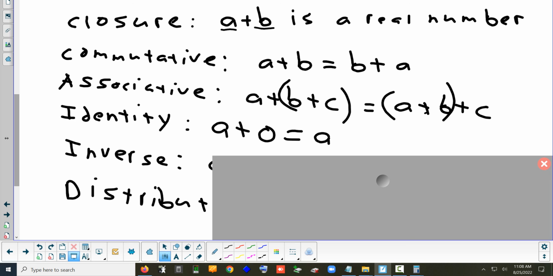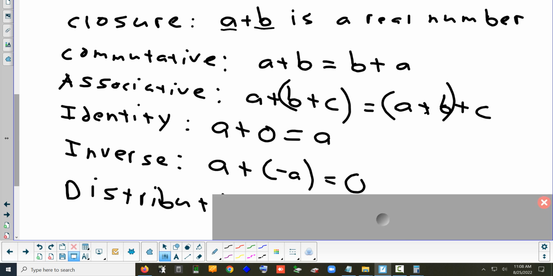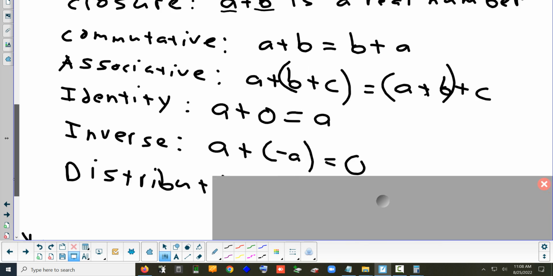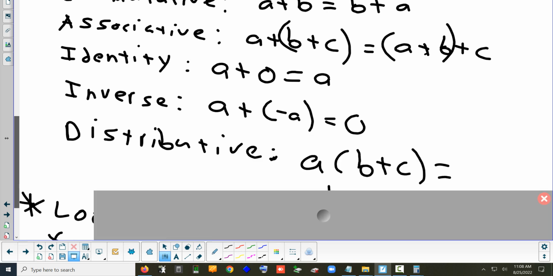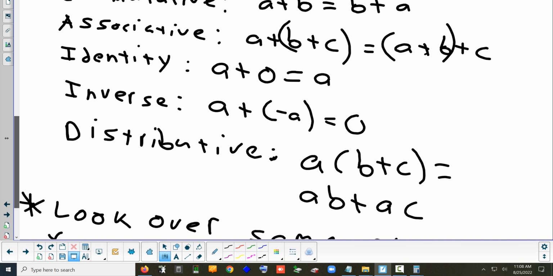The inverse property is what you can do to a number to get 0. What can you always add to a number to get 0? Yeah, its opposite. If you take a number and add its opposite, you get 0. Okay, that's called the inverse. And distributive, that's one you use all the time, so most people remember that one. It's when you have either addition or subtraction inside parentheses, and you distribute what's on the outside to what's on the inside.